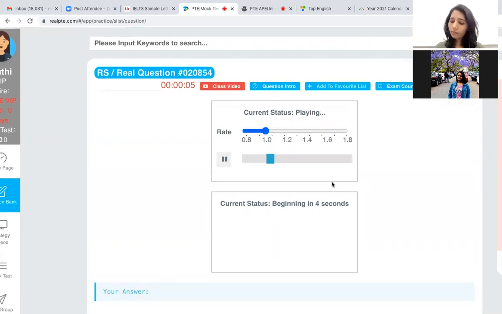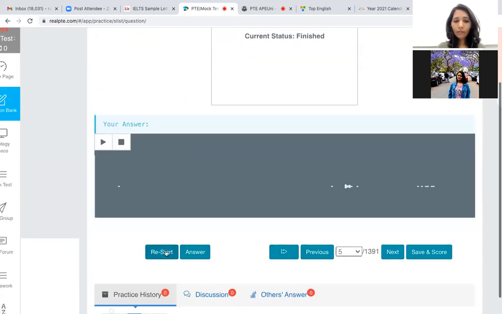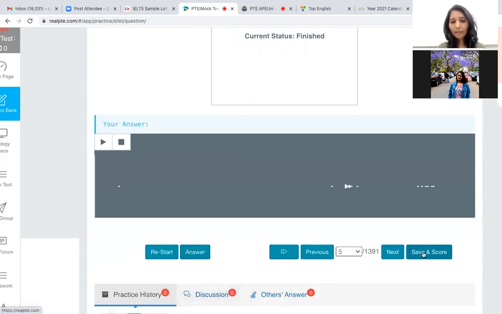The Student Service Centre is located on the ground floor of the PAC building. The Student Service Center is located at the ground floor of Pat Building. The Student Service Center is located on the ground floor of the packed building. Slight hesitation, but still okay. Well done. Ready? Yeah.